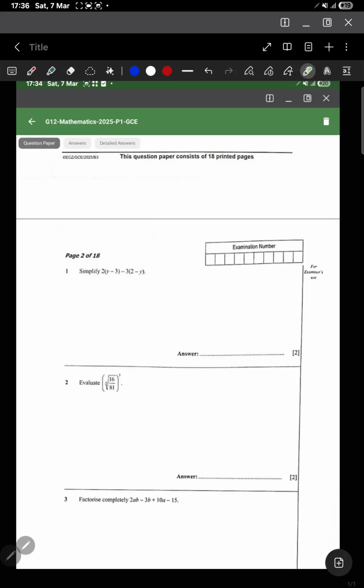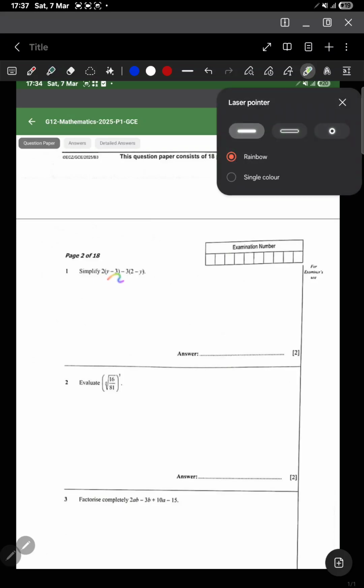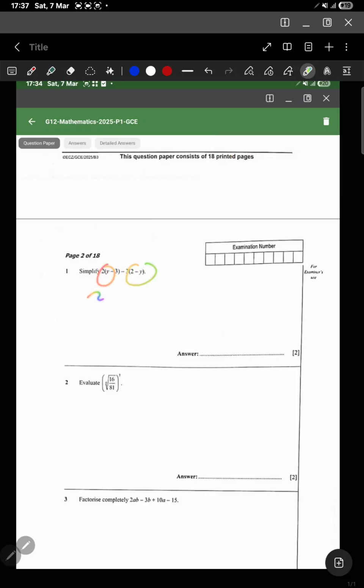To simplify algebraic expressions, start by killing out the brackets. If you see any bracket, make sure you kill that bracket. In this case, you have a 2 outside and a 3 outside. So first kill the scalars that are outside by multiplying them with what is inside the brackets.